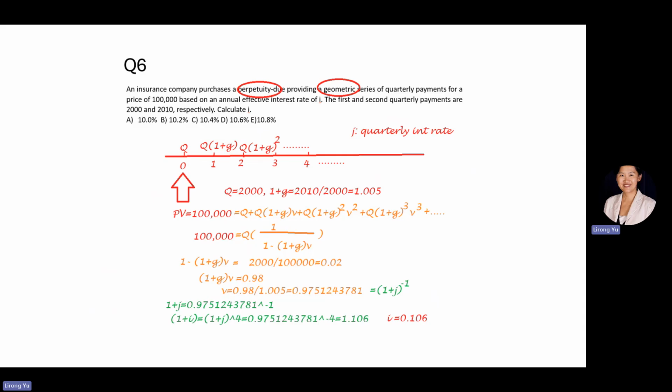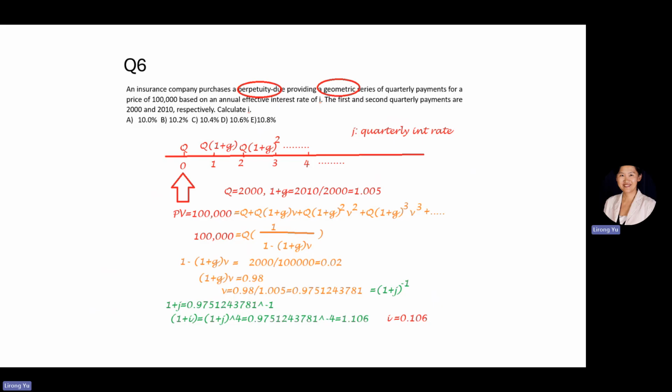So with that, we had the interest rate, calculate I, okay, is that right? Yeah. So that's our V. It's 0.975 equal to 1 plus I to the negative 1 power. So therefore, 1 plus J equals 0.975 to the negative 1 power. Now, J is the quarterly interest rate. The I is the annual interest rate. The annual interest rate is 1 plus J to the power 4 because quarterly payment is applied 4 times. That's your annual interest rate.